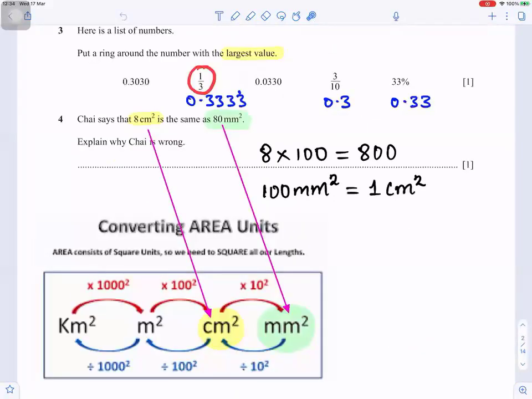Question number 4. Chai says that 8 centimeters squared is the same as 80 millimeters squared. Explain why Chai is wrong. Now we want to convert from centimeter squared to millimeter squared. I've put the converting area formula at the bottom, and sometimes it's important to just remember them, or you can work them out if you want. So to change from centimeter squared to millimeter squared, you times by 100 or 10 squared. So 8 times 100 gives you 800. But Chai said 80, which is wrong. It should be 800.